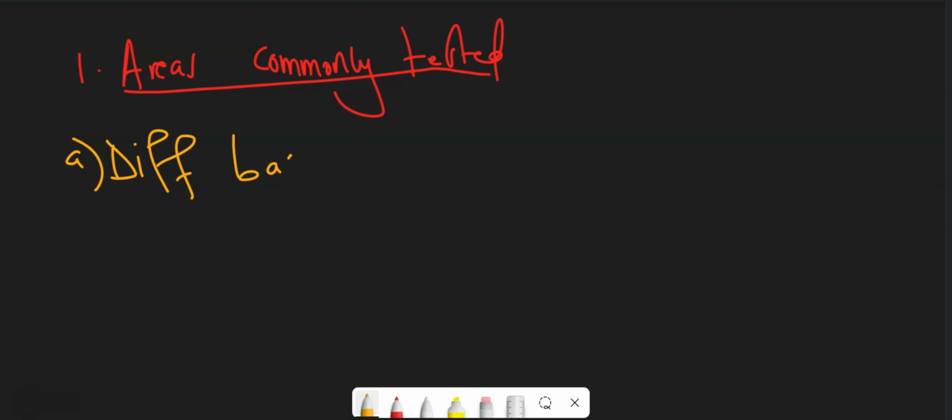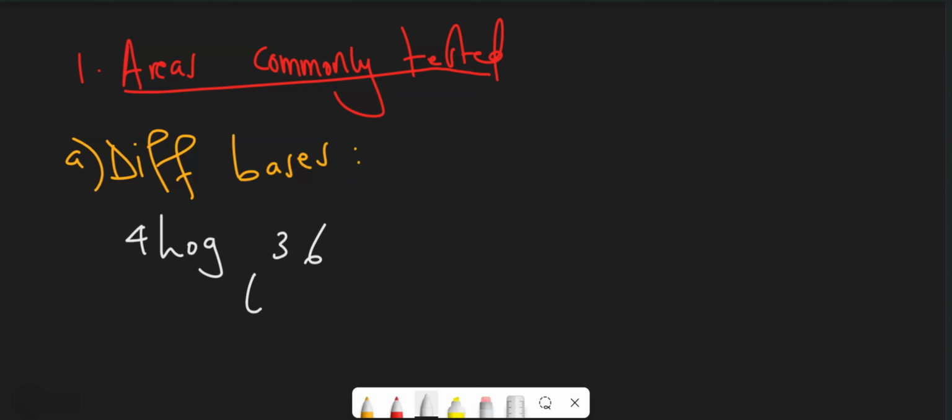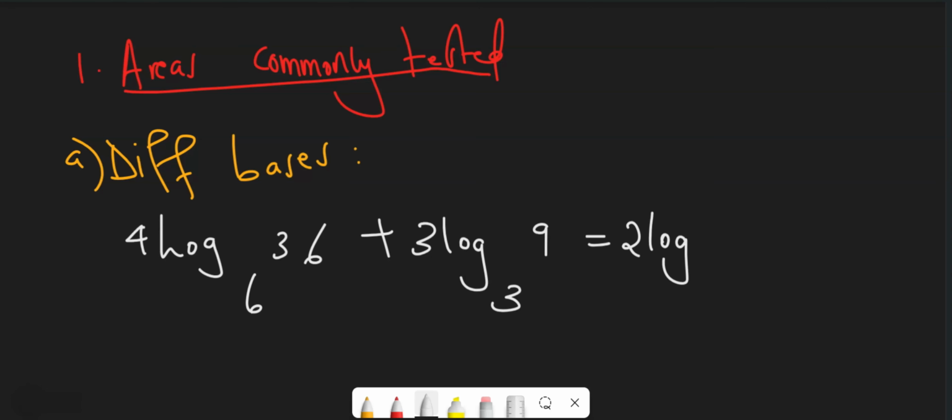different bases. So an example would be, they can give you 4 log 36 to base 6 plus 3 log 9 to base 3. Then they ask you, equals to 2 log x base 2. So in this case, you're not sure what's the answer here. So we're supposed to find the value of x.